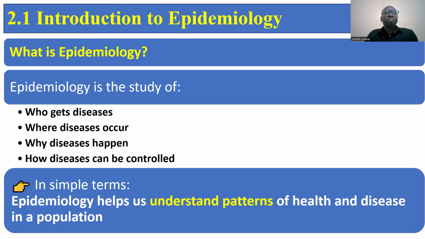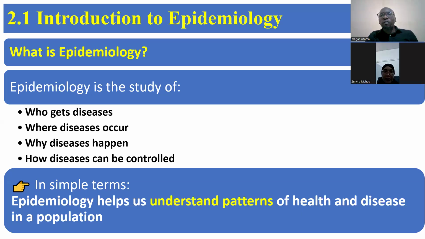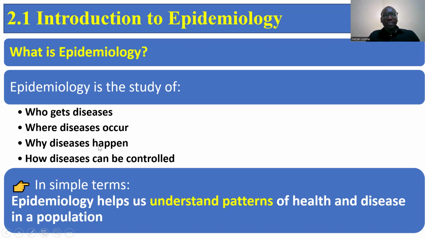Now, number one, before we even go deep, we need to know what epidemiology is. That is a ta'rif. What is the definition of epidemiology? So, epidemiology is the study of who gets diseases, where diseases occur, why diseases happen, and how diseases can be controlled. In simple terms, epidemiology helps us understand patterns.